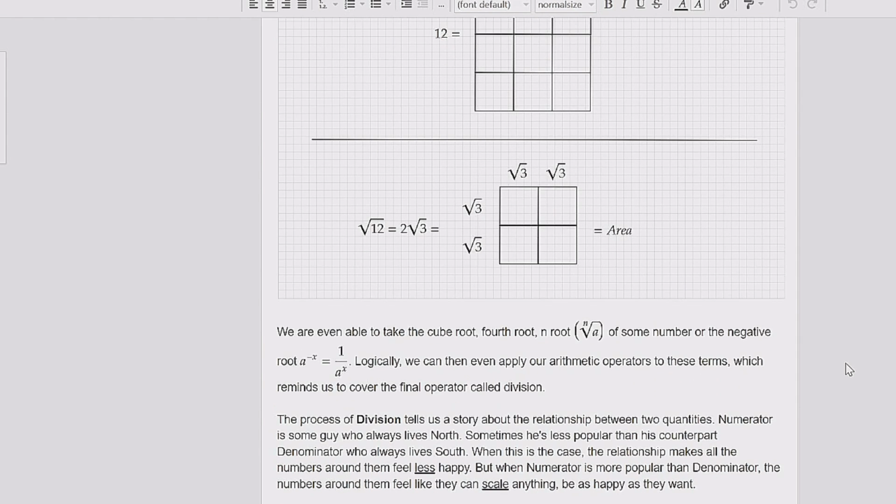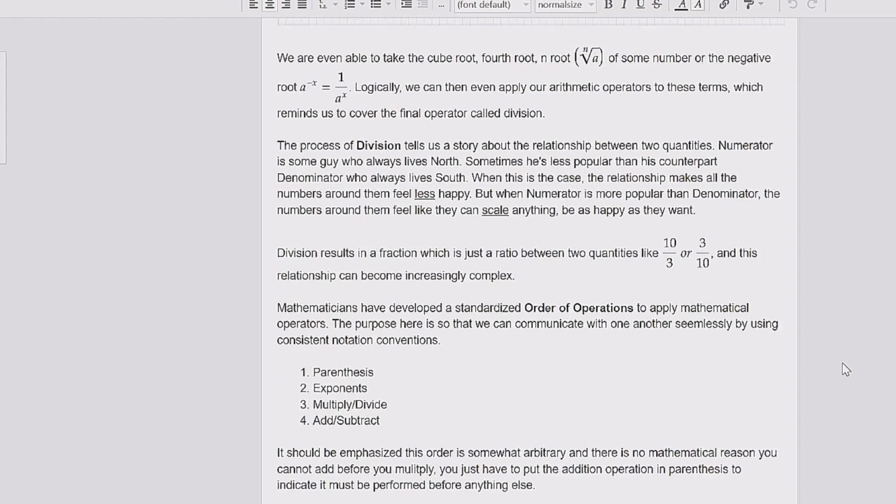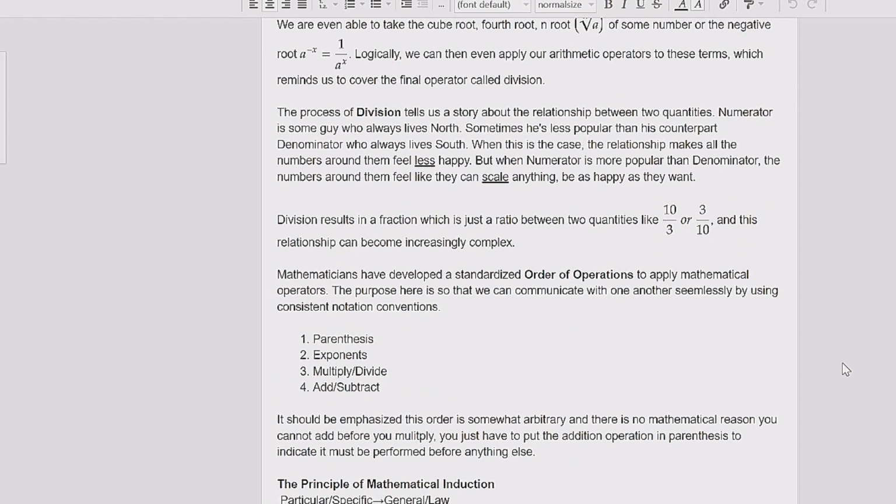With that, we can move on to division. And I want to explain division by just telling a story where we have a guy named Numerator who always lives in the north. And he is more popular than his counterpart, who always lives in the south, and his name is Denominator. So we got Numerator and Denominator.